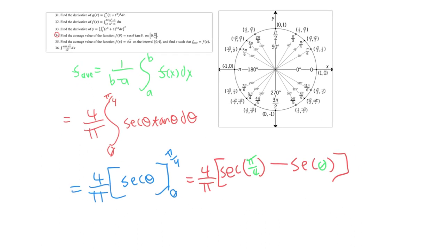So on the next line, we are looking at 4 over pi times, well, what the heck is secant of pi over 4? Well, secant is the reciprocal function of cosine. So what we could do is find cosine of pi over 4 and then flip it upside down. So cosine of pi over 4, pi over 4 is right here. The cosine is radical 2 over 2. It's the x-coordinate. Cosine is the x-coordinate.